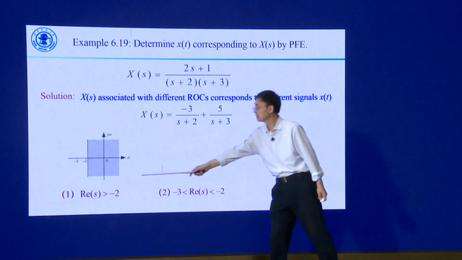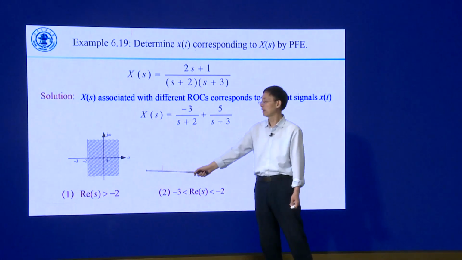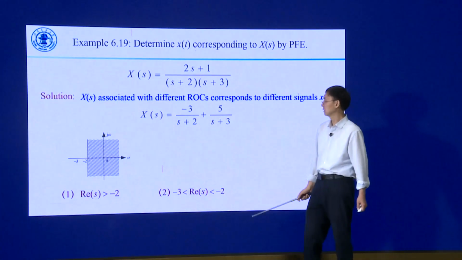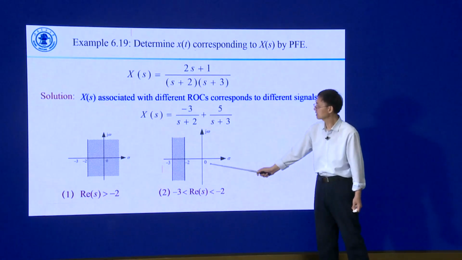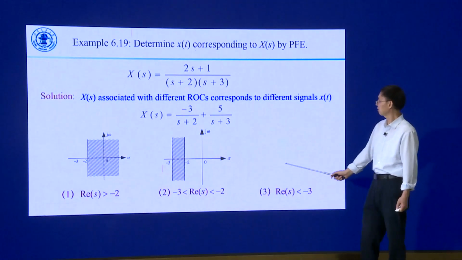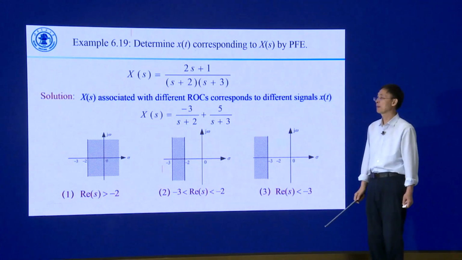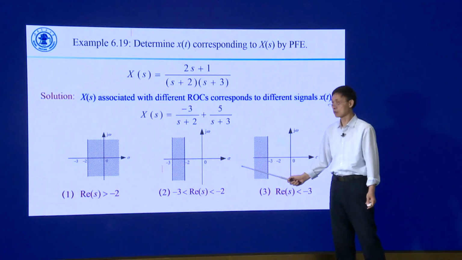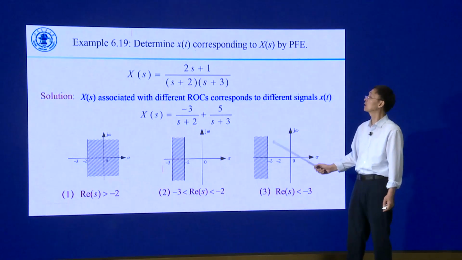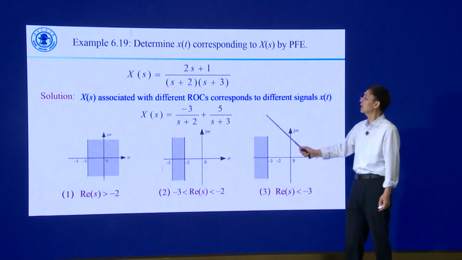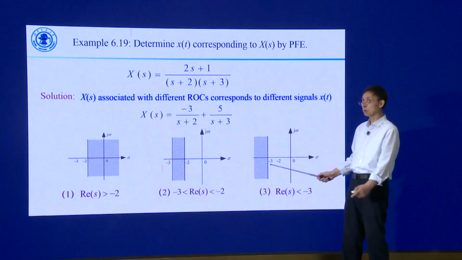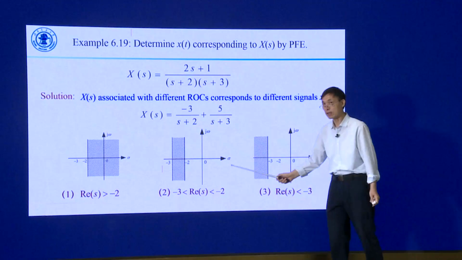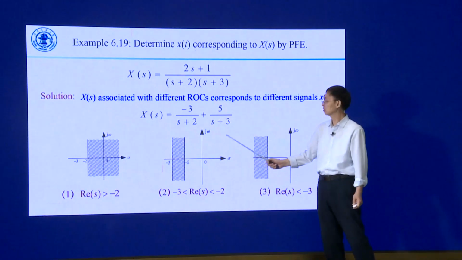The first one is the real part of S greater than -2. The second one is this region. The third one is this region. We should know that the region of convergence doesn't include the poles. So there are 2 poles, and there exist 3 different regions of convergence.